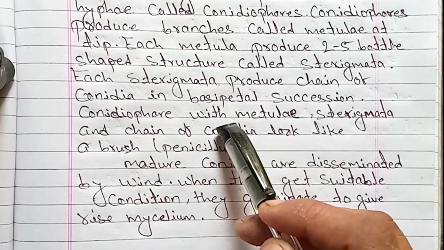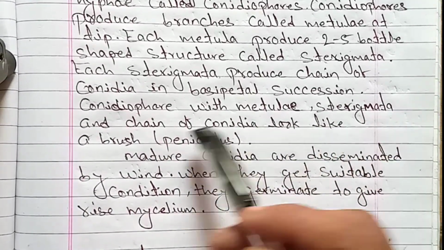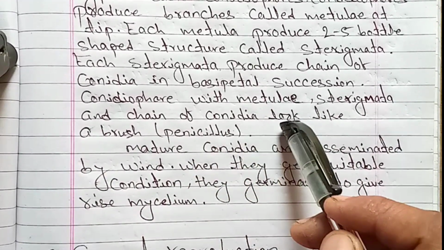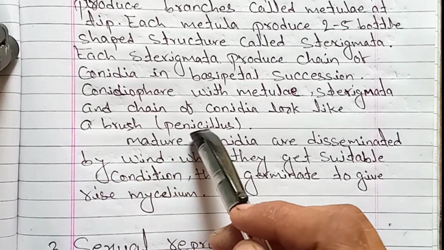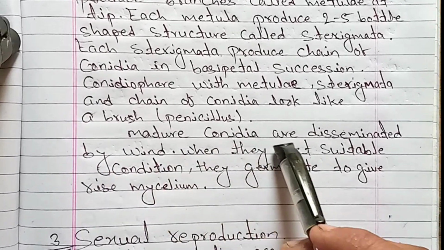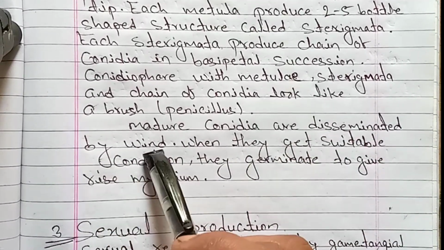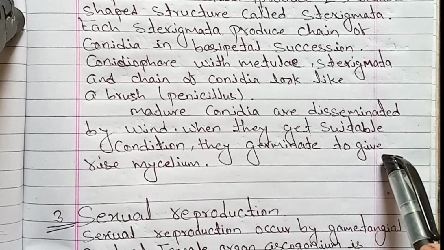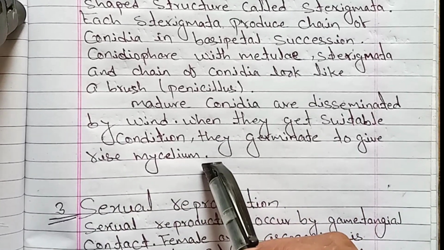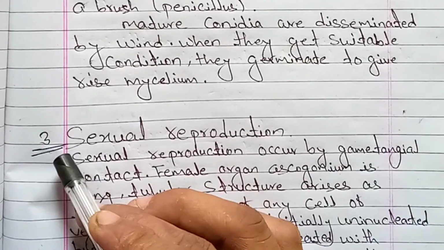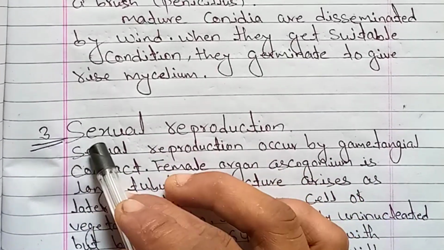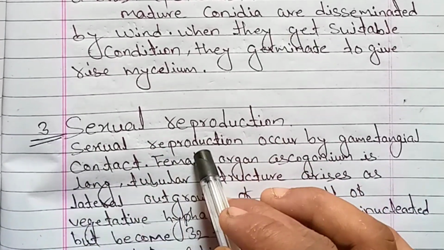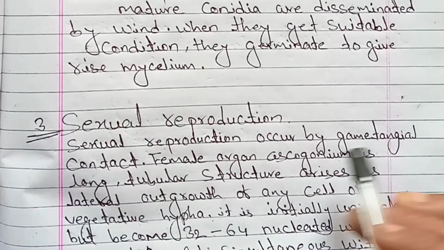The conidiophore with metulae, sterigmata, and chains of conidia looks like a brush, Penicillium. Mature conidia are disseminated by wind. When they get suitable conditions, they germinate to give rise to mycelium. Point number 3, sexual reproduction. Sexual reproduction occurs by gametangial contact.